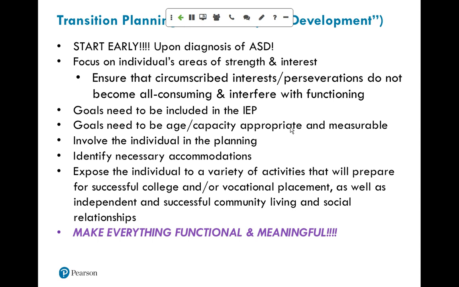These goals need to be included in the IEP and make them age and mental age appropriate. Make sure that the goals are measurable so that you can be tracking progress over time. You can't track progress if a goal is not measurable. "Johnny should improve his social skills," for example, is the worst goal. There's nothing measurable about it, and it's way too broad.